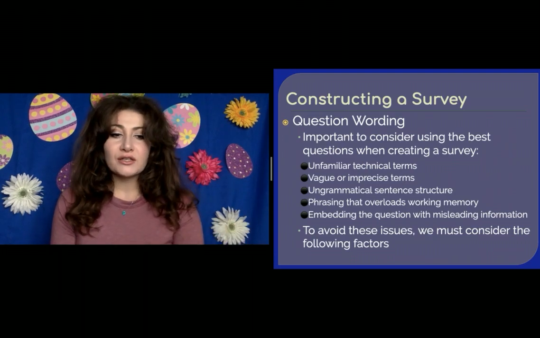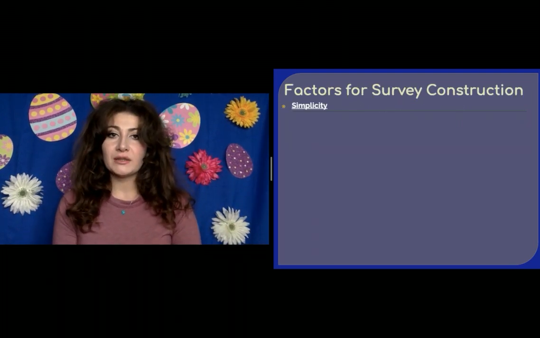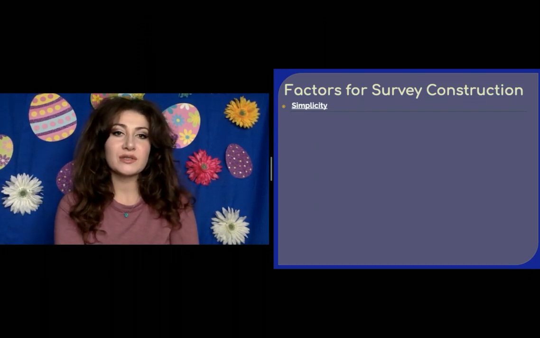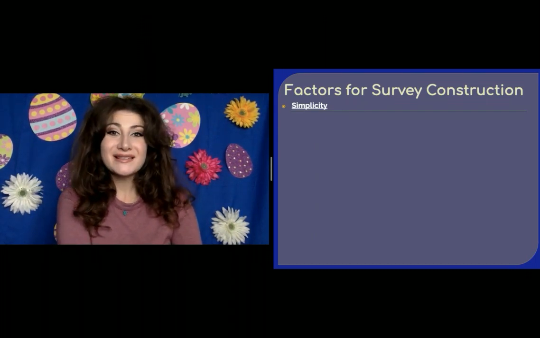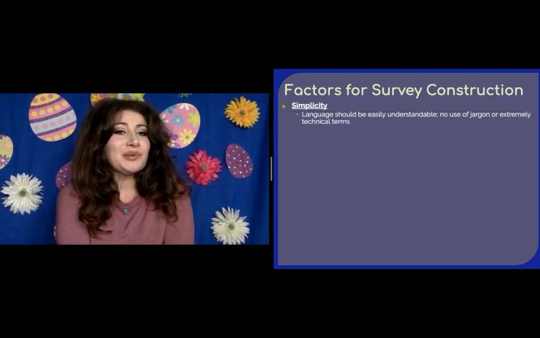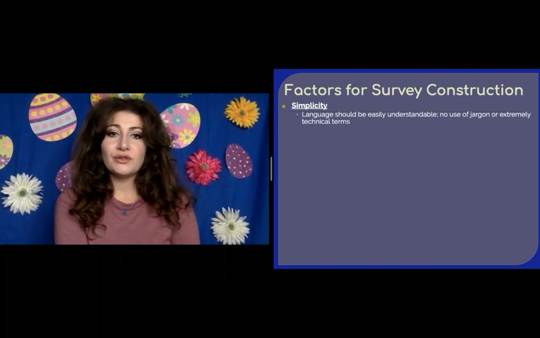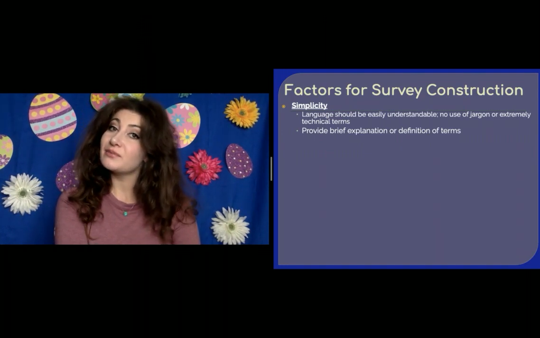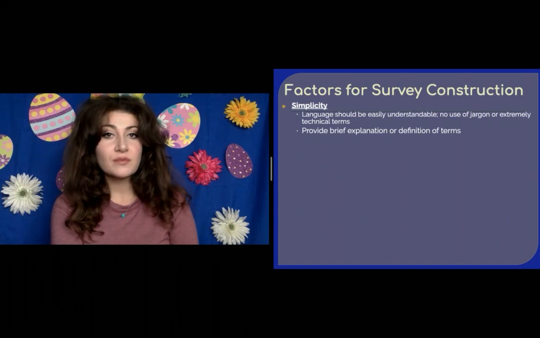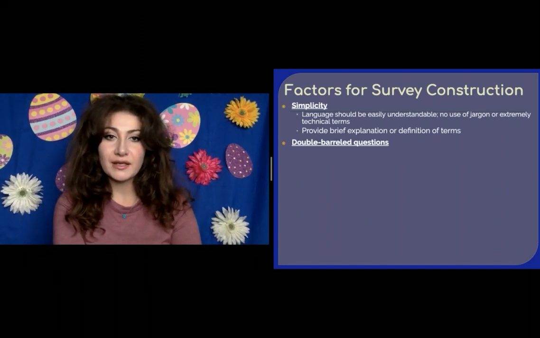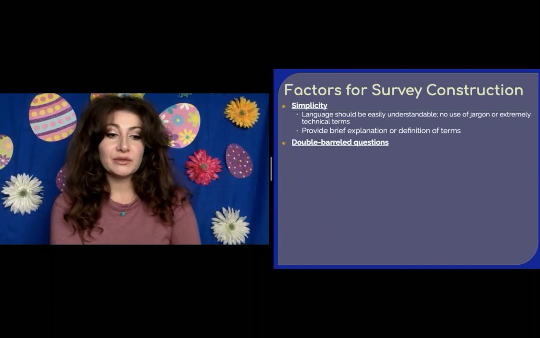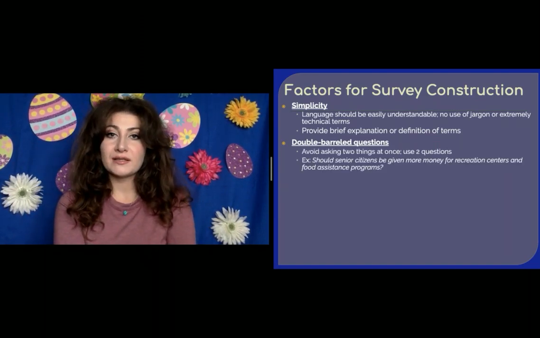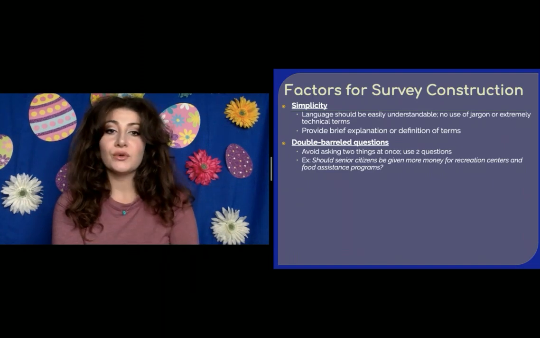So in order to avoid these issues, we consider the following things. So here are some factors specifically that help you avoid the things we saw on the previous slide. So stick to simplicity. Language should be easily understandable, no use of jargon or extremely technical terms. Provide a brief explanation for the definition of terms if you are in fact forced to use them. Double-barreled questions, another thing to watch out for. Avoid asking 2 things at once. Instead, try to use 2 questions.